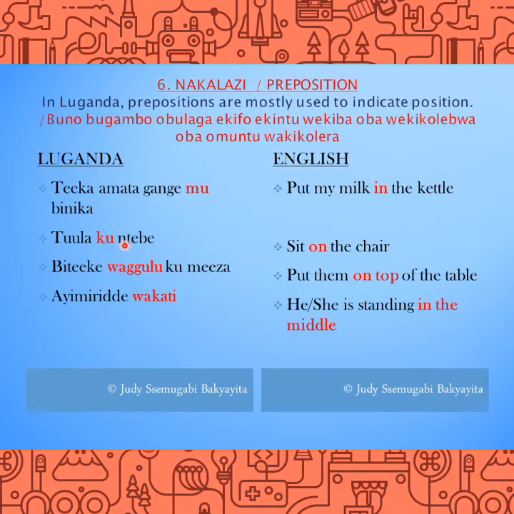Tuula ku ntebe. Sit on the chair. Biteeke waggulu ku meeza. Put them on top of the table. Ayimiridde wakati. He or she is standing in the middle. So the words in red are the prepositions or nakalazi in Luganda.